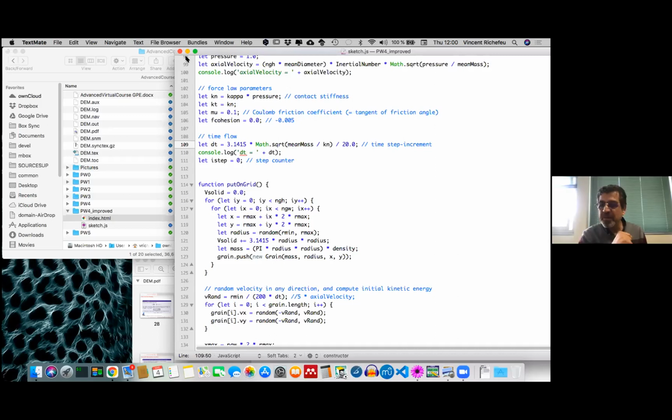Or it can be important for volume controlled flows. So when the volume is fixed and you have a high packing fraction, solid fraction, then it can be important. I assume. Yeah, so there are actually a lot of open questions that are important.